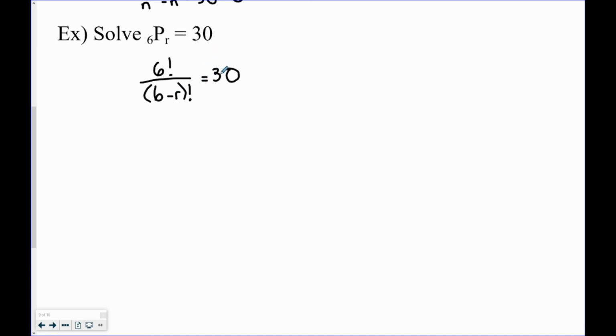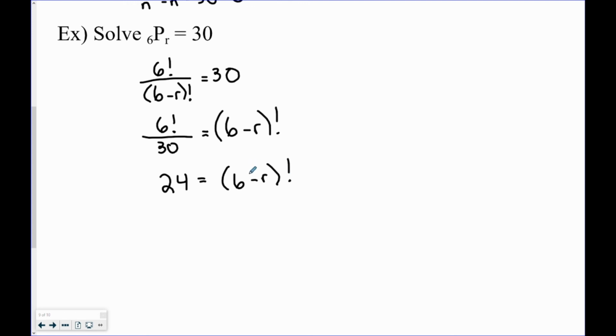So what we can do right off the hop is we can cross multiply, and we're going to write 6 factorial divided by 30 equals 6 minus r factorial. Now, you'll need a calculator, but basically you have 720 divided by 30, which will give you 24. So the reason this is tricky is because, like I said, you can't really solve the factorial. You just have to think. So what factorial is 24? It turns out that 6 minus r is 4 factorial. So 6 minus r has to equal 4. So if you solve it, you're going to get that r equals 2.